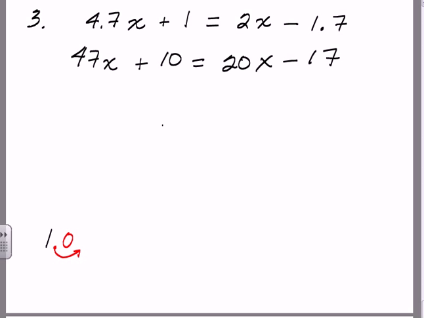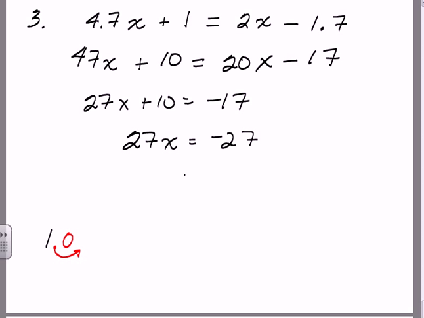So let's just continue this. Subtract 20 from both sides. Subtract 10 from both sides. And divide by 27. We get x equals a negative 1.